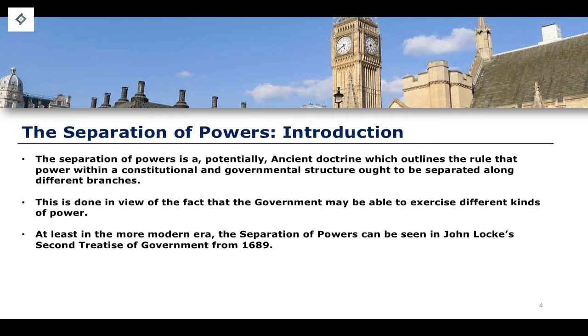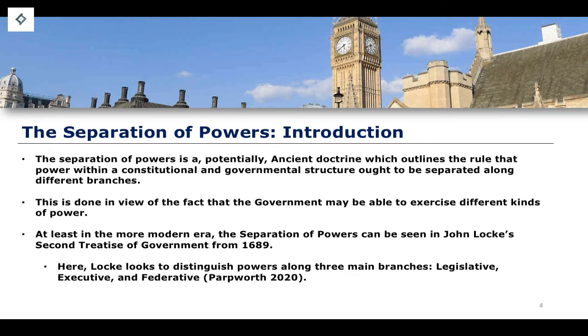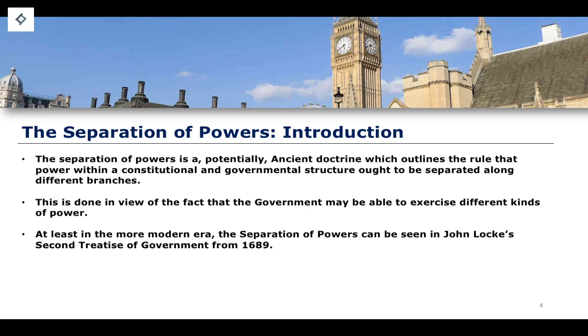Now, at least in the more modern sense, we can talk about the separation of powers from a theoretical perspective by looking at individuals such as John Locke, who wrote his Second Treatise of Government in 1689. And we can see from this sort of Enlightenment political philosophy that the separation of powers is considered to be something of a check on the concept of totalitarianism and the concept of ultimate sovereignty of authority.